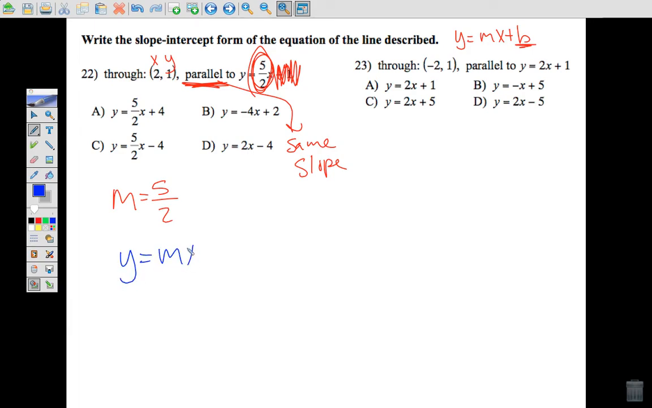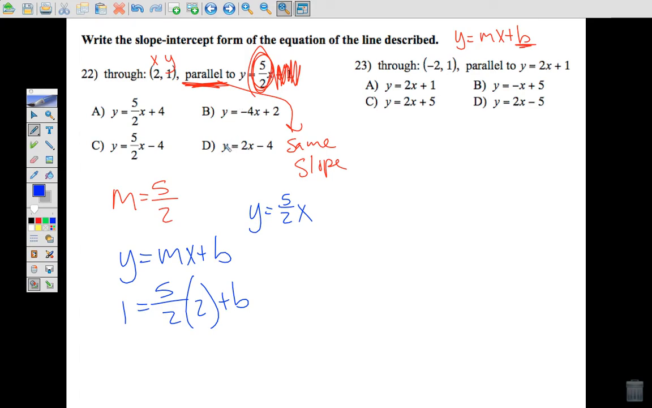So you would do, here, let me rewrite this. y equals mx plus b. So our y is 1. Our m is 5 over 2. Our x is 2. Then we have plus b. So you'd solve that for b, and when you write your final equation, it's going to be like y equals 5 over 2 x, and then plus or minus whatever you get for b.